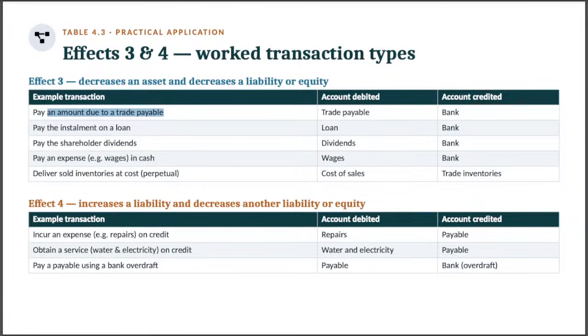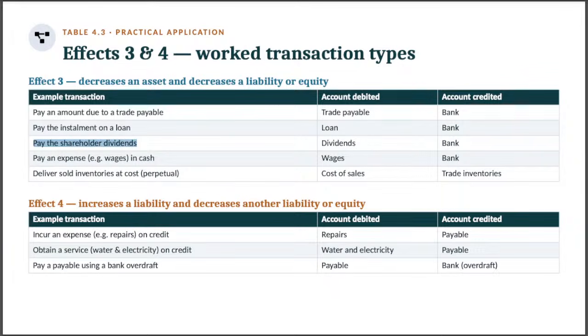As you see here, we're now going to look at effects 3 and 4. We have effect 3 that decreases an asset and decreases a liability or equity. So here's pay an amount due to a trade payable. The trade payable account is debited, so we decrease that. The amount credited, we took out of the bank account to balance that out. We have pay the installment on a loan. So the account debited was loan. That's a liability. We debited it, it reduced it. And credited from the bank, we also reduced the bank account to pay it.